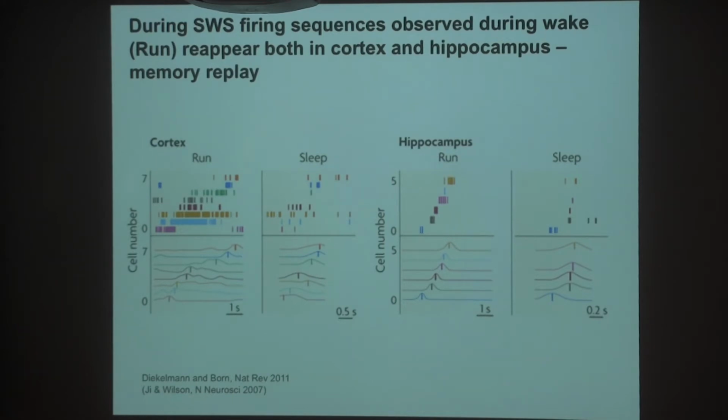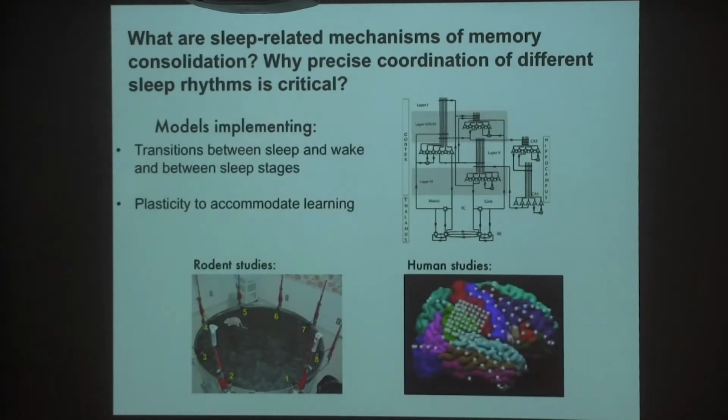So this is actually real data illustrating what was just shown, from Matt Wilson. This is the cortical network, and this is the hippocampal network. During the awake state, cells fire in a particular order, and during sleep the same cells replay in the same order. This is in the cortex, and this is a recording from the hippocampus doing the same. That is one of the first studies which led to this phenomenon, now called replay, which is believed to be an important element of consolidation.